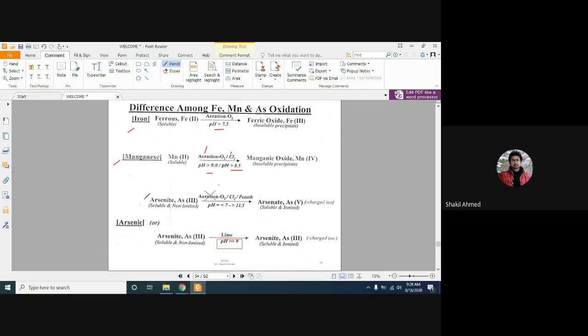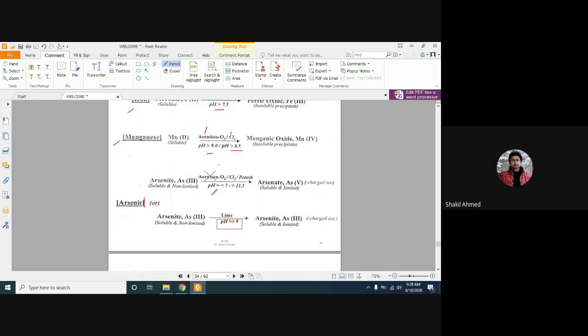In case of arsenic, here is the problem. Aeration will not help. This is not easy. Arsenic removal is not easy. It's expensive. That's the problem. So aeration will not help here. You will need to have chemical oxidants like chlorine or potash, to convert this arsenite non-ionized to ionized form of pentavalent.